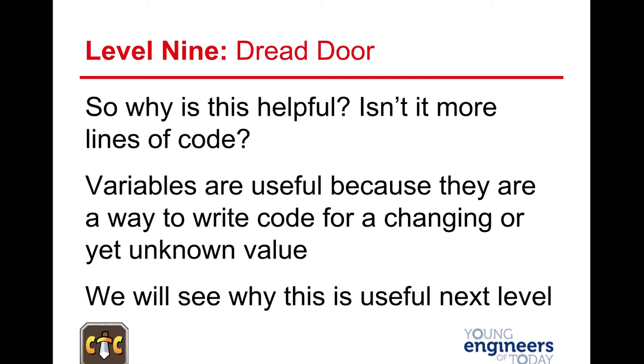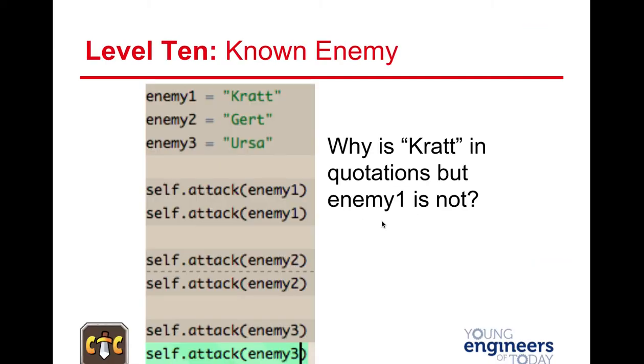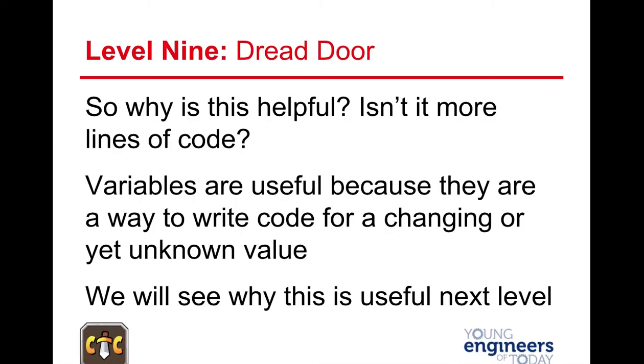So this might not seem super helpful right now. You know, this looks like more lines of code, right? You have to first type the variable and then save the value crat to it, and then type another variable and save the value gert to it. This seems like more lines than if you just put crat or gert or ursa in parentheses. Well, we're going to see why this is extremely useful in the next level. And it's because you can use variables to write code for changing values or values you don't yet know. So you know there's going to be an enemy in the next round, but you don't know what their name is going to be. So a variable is a way to solve that problem.